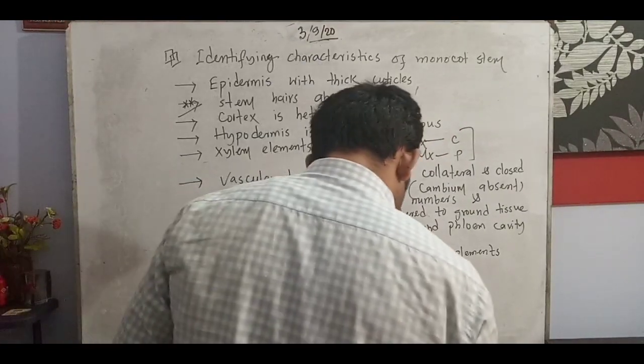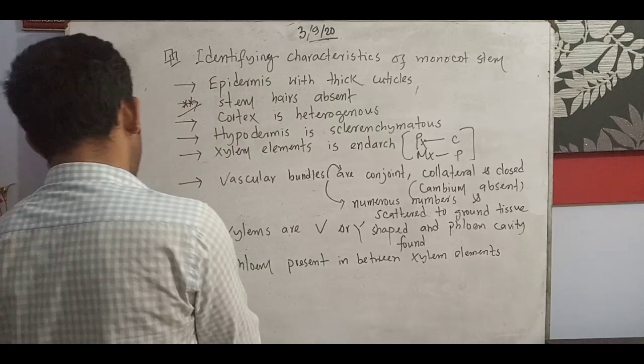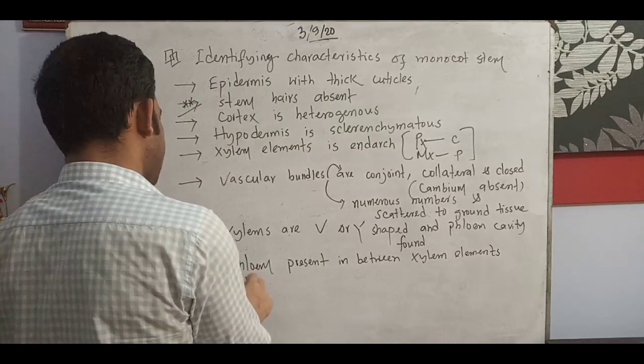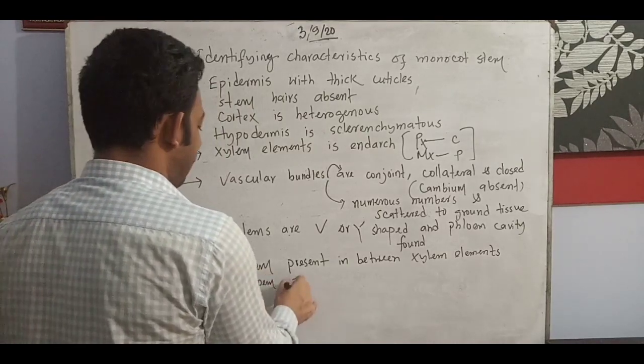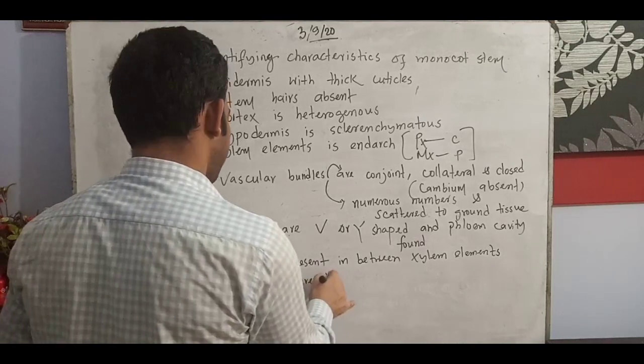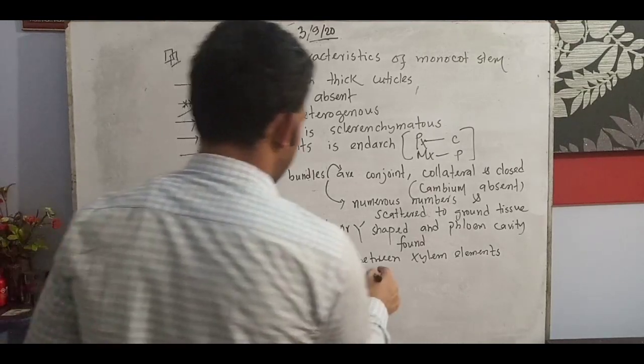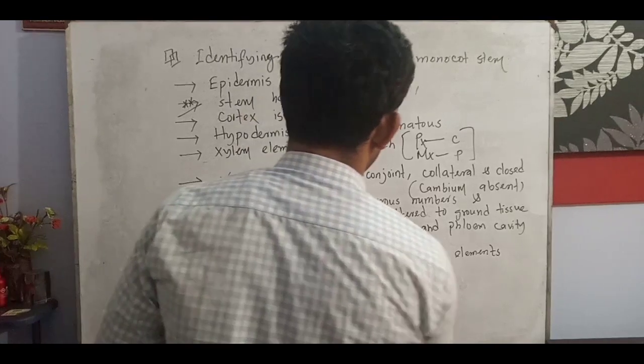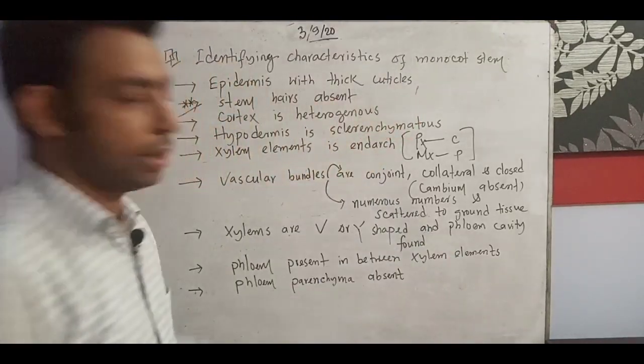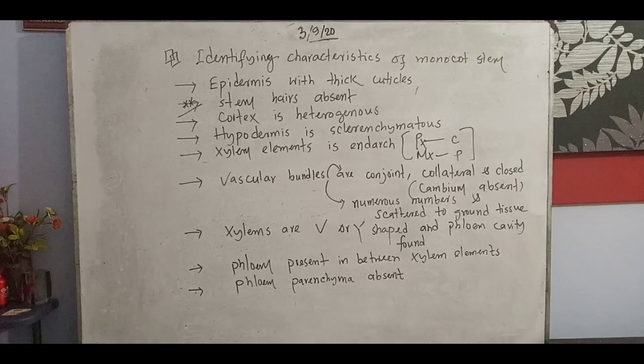And phloem parenchyma is absent. If we try to find the phloem parenchyma, it is absent. These are the very important identifying features of monocot. It is asked several times, the identifying characteristics of the above stem. Can you remember that one? So if it is asked that way, what will we learn? I will make you understand in which way.